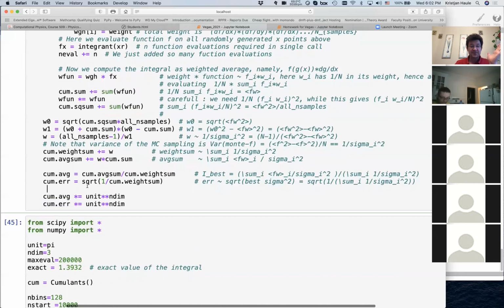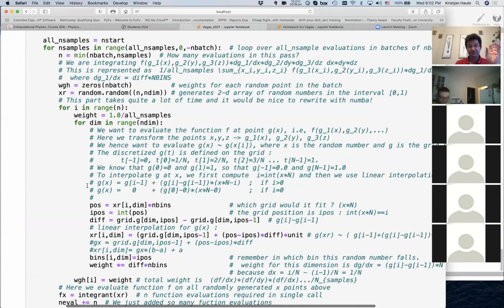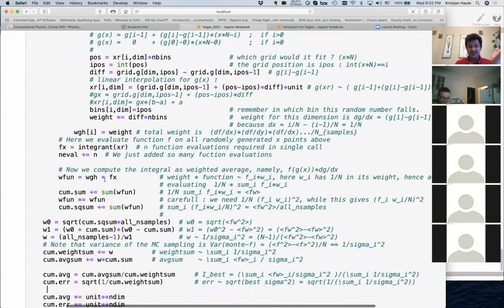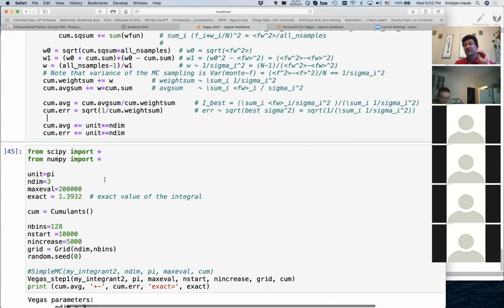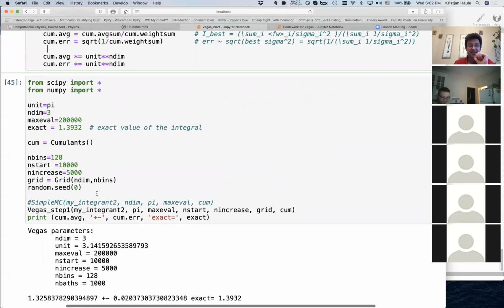Okay, so this is the first step. Again, it looks like a very complicated part, but that's because it's the core of the algorithm. The first step is basically just doing a simple Monte Carlo evaluation, provided that we have the grid points g of x. Okay, so now what we're going to do is test this.